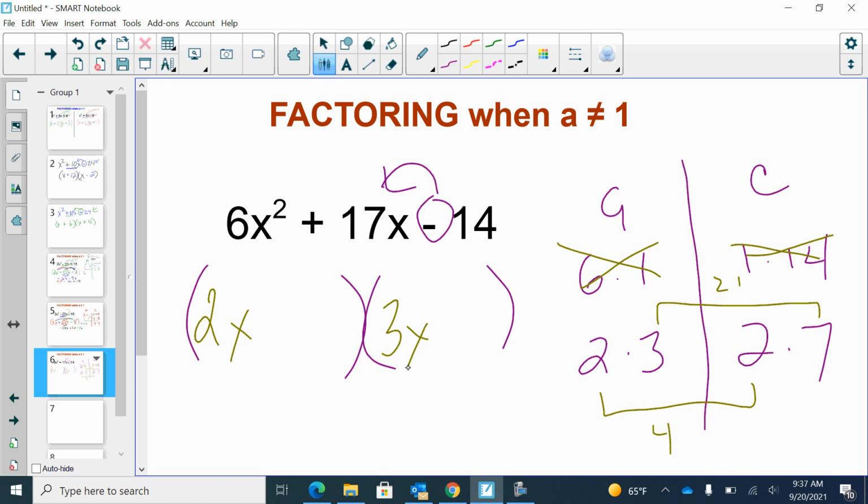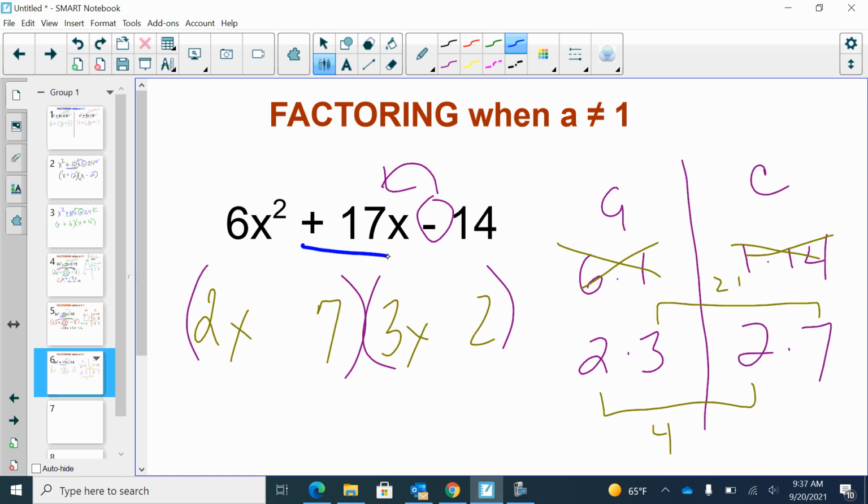The 2 is now my outside term. I need 2 times 2. So I have 2, and my outside term is 2. My outsides are 2. That gives me my 4. 3 has to go by 7. They're my inside terms.